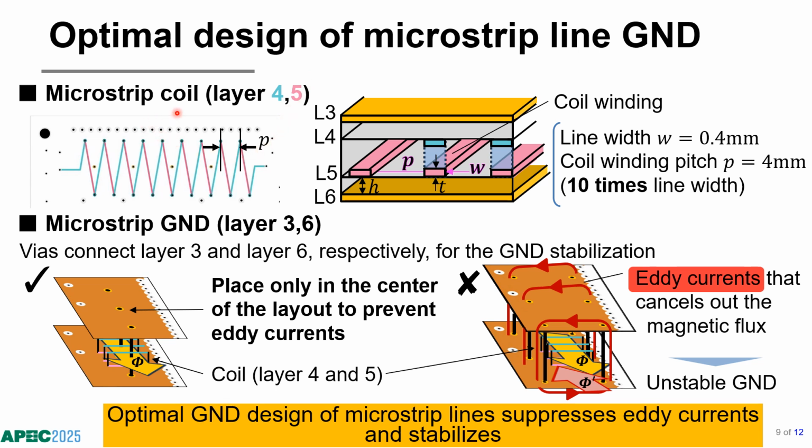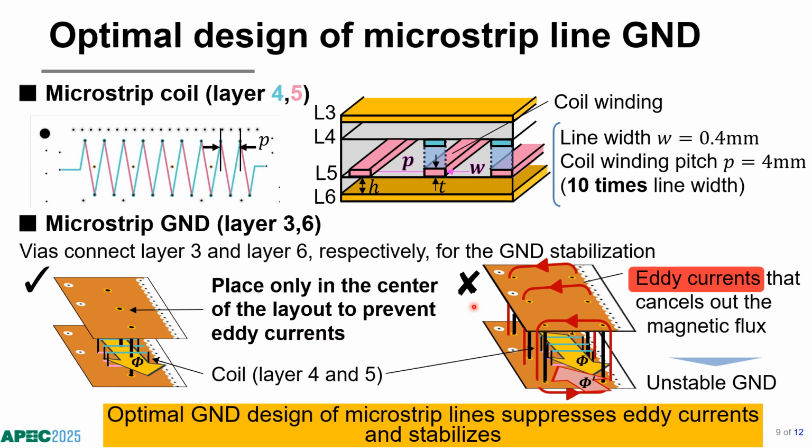First, the microstrip coil using the 4th and 5th layers is designed with characteristic impedance so that the pitch of the coil is 10 times the coil line width. And the microstrip ground in layers 3 and 6 are connected to each other through the vias, and it is emphasized that these vias are placed only in the center of the layout to prevent eddy current.